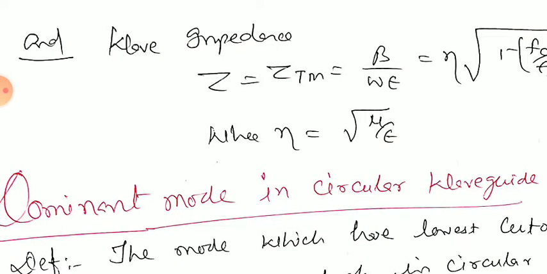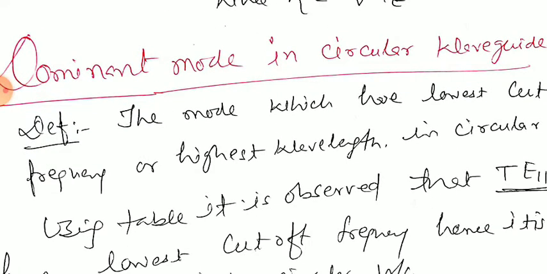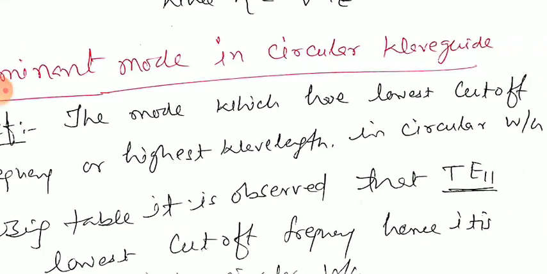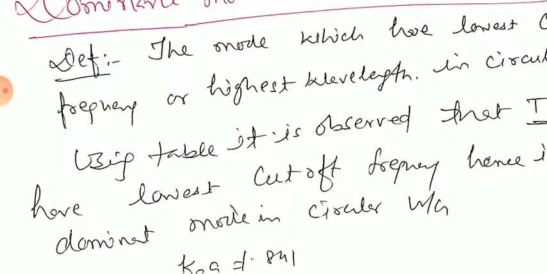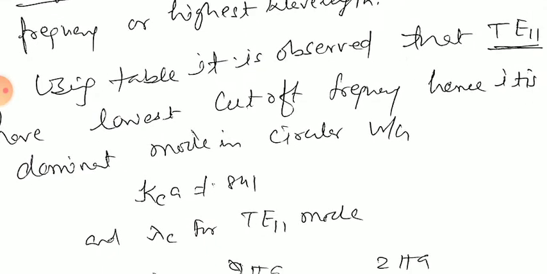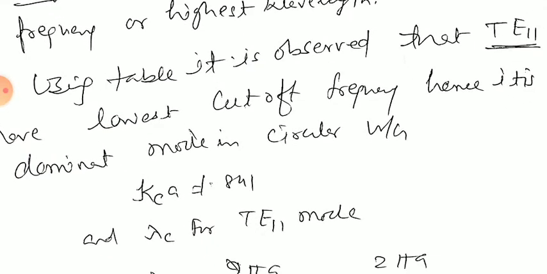Now, what is the dominant mode in the circular waveguide? As we know, by definition the dominant mode is the mode which has the lowest cutoff frequency or the highest wavelength. So in the circular waveguide, using the table, it is observed that the TE11 mode has the lowest cutoff frequency, and hence it is the dominant mode in the circular waveguide.